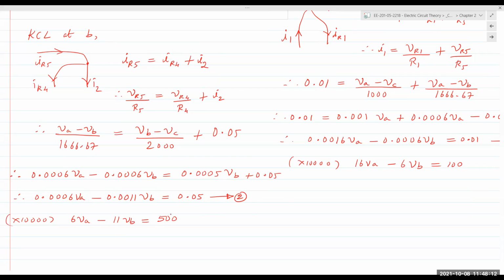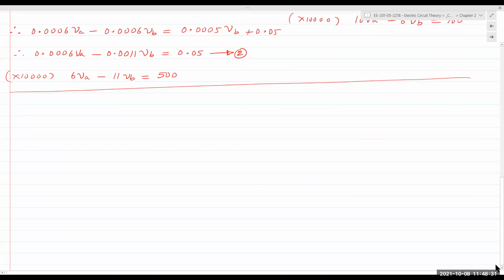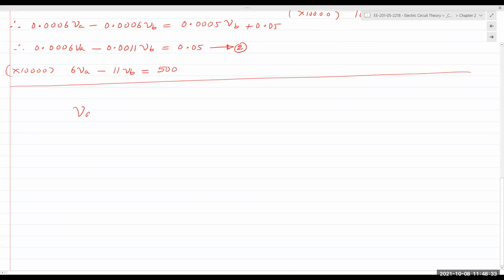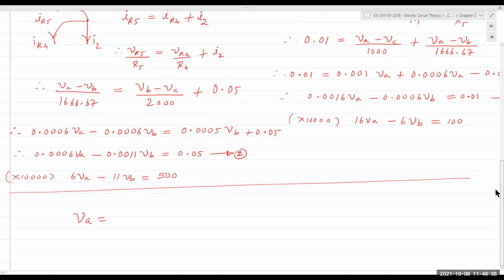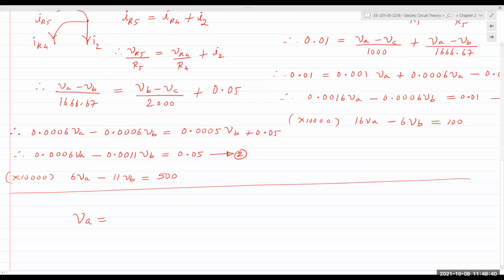AX plus or minus BY is equal to C. DX plus or minus EY is equal to F. You solve for X and Y, which is VA and VB. Any method you choose. And the answers that you would obtain should be, okay, let me scroll up. VA should be equal to, again, I don't care how you solve this.